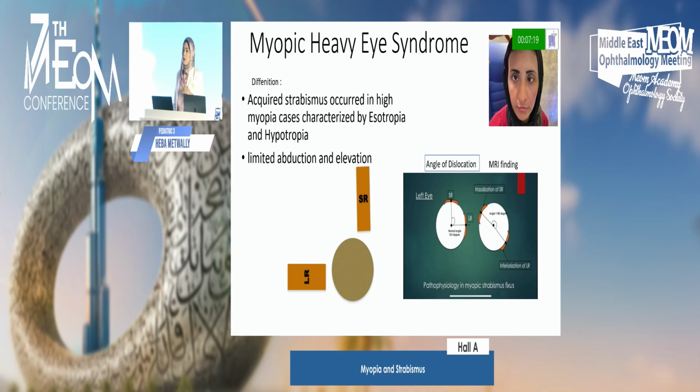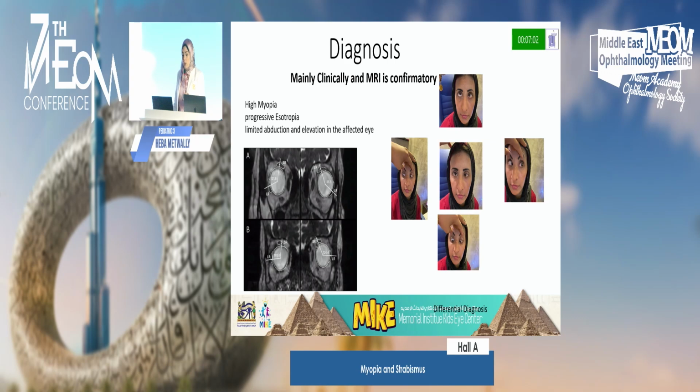We diagnose it either clinically, which is very common, or with confirmation by MRI, according to the angle of dislocation between the superior rectus and the lateral rectus muscle on MRI. As you see, you just request an MRI and see the angle between the superior rectus and lateral rectus. If the angle of dislocation is increased, exceeding 100 or 120, up to 180, you have a case of myopic heavy eye syndrome.